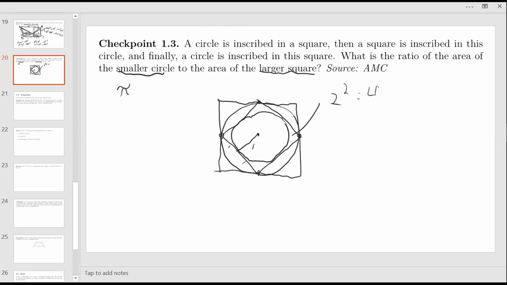So we know that this is 2, and as you might suspect, this triangle right here is just a 45, 45, 90 right triangle. That's because the smaller square is just centered at the midpoints of the larger square's sides. So if this is 2, then this must be root 2 and this must be root 2. So the side length of the larger square is 2 root 2. Therefore, the area of the larger square is 8. So then the final answer is just pi over 8.